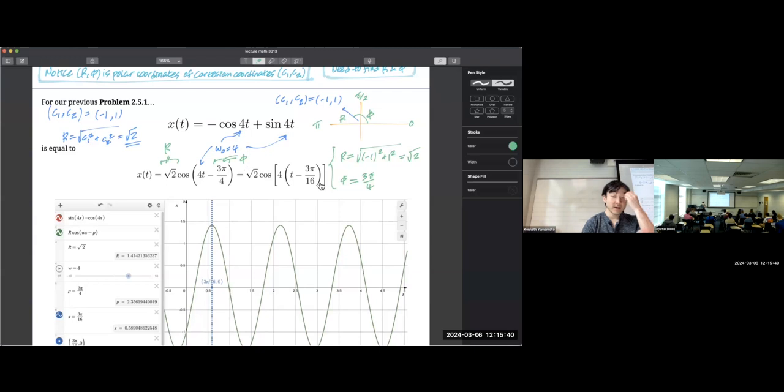Some people like to write it this way. If you remember from pre-cal, you can factor out a 4. If you factor out a 4 from both of these, this was 4t, so you only have t left. If you factor out a 4, then you need to compensate for that by multiplying by 1/4. So the 3 pi over 4 becomes 3 pi over 16. And this is called the phase shift.